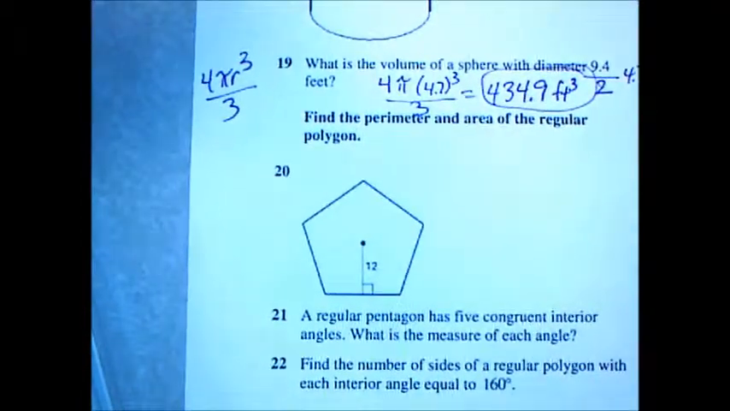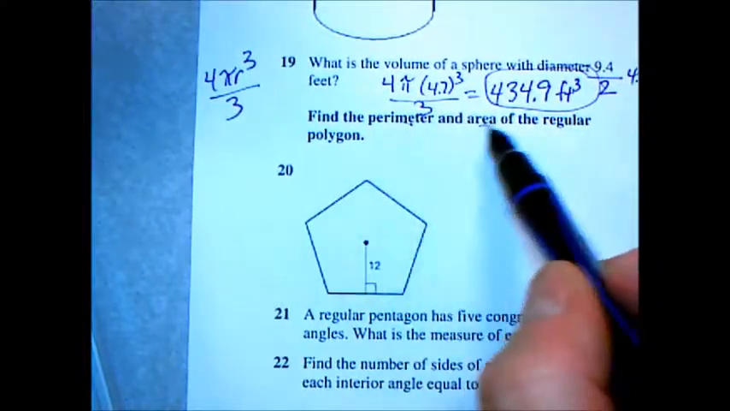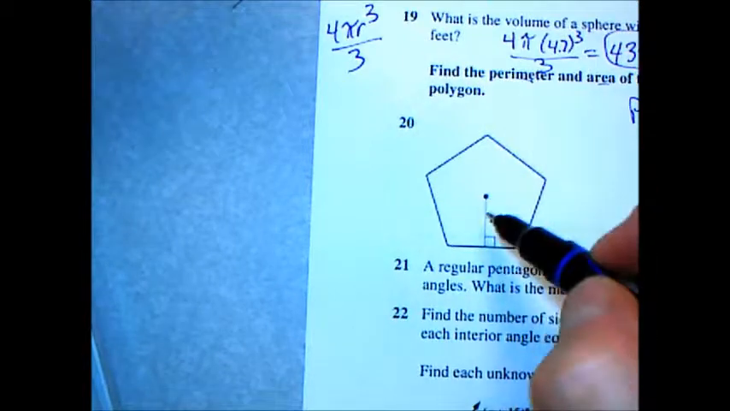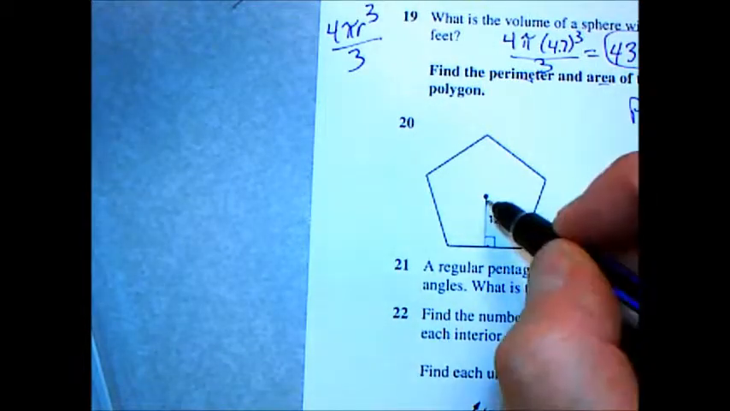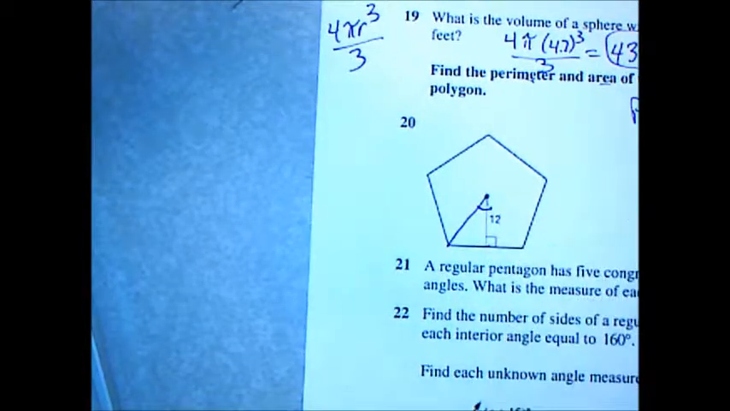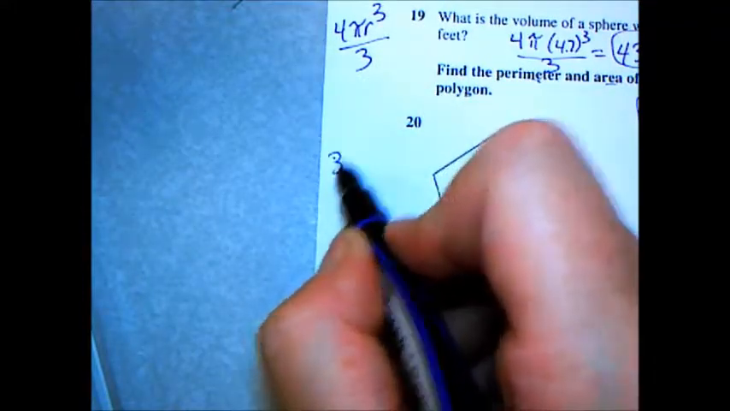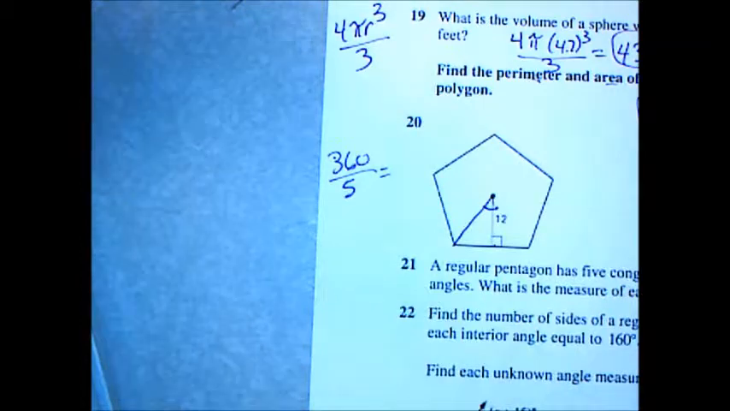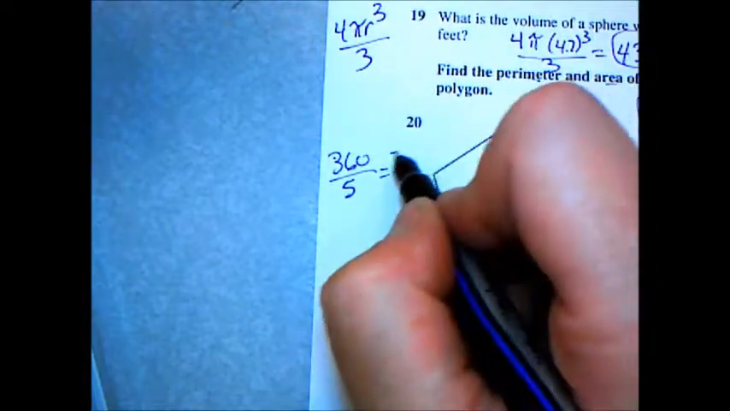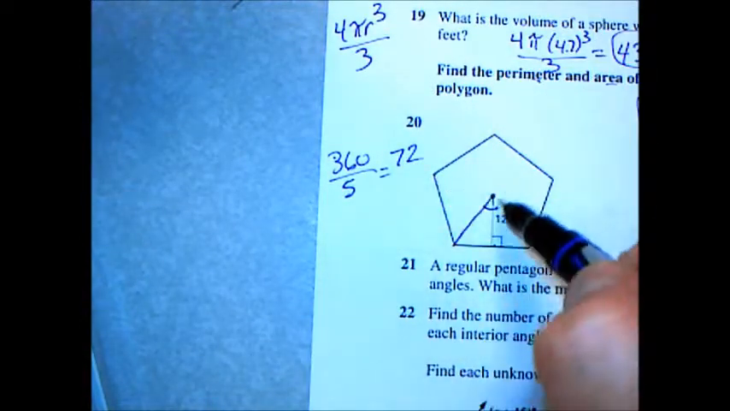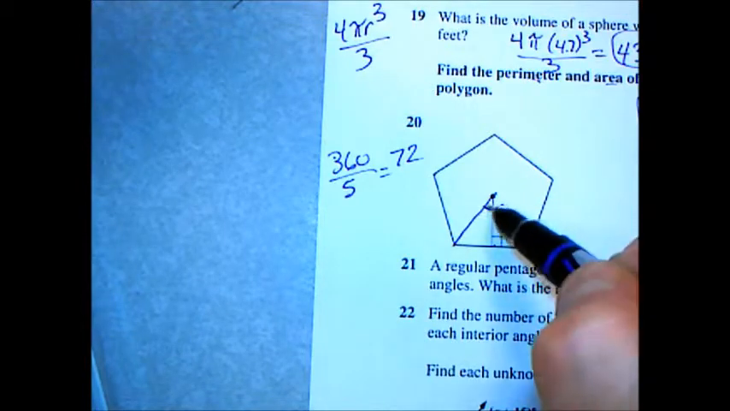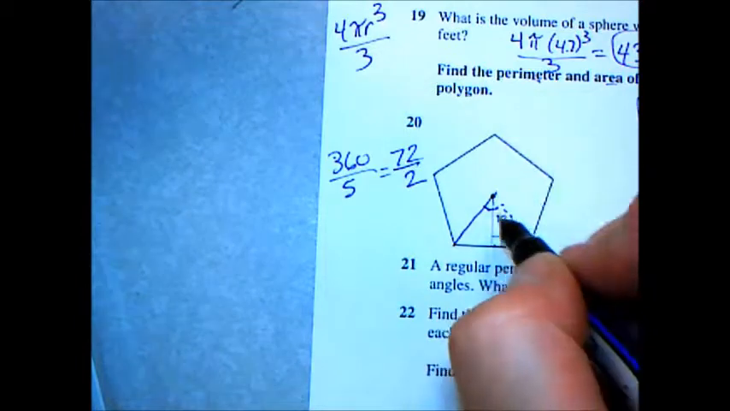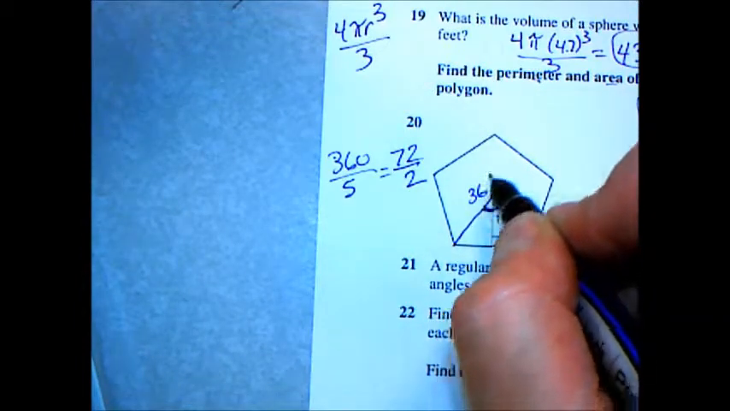On 20, they want to find the perimeter and the area. So I have two answers here. On the perimeter, all I have is the apothem. So if I draw a line over to the side, I need to find this angle. To find that angle, I'm going to do 360 divided by the number of sides, which will be 5. That gives me 72. Now that gives me this entire angle. I want half, so I'm going to divide by 2. That means this little angle here is 36 degrees.